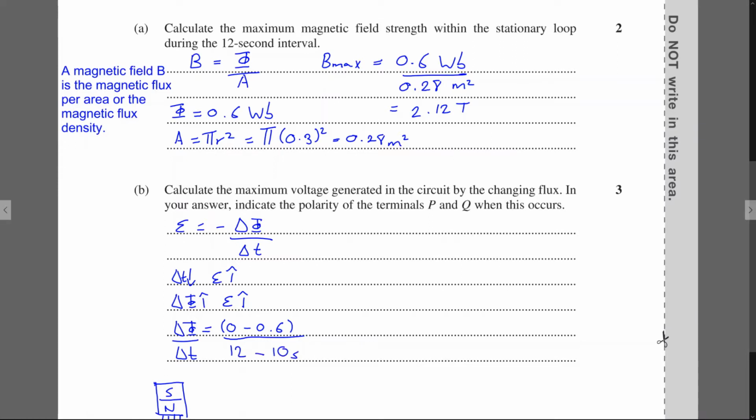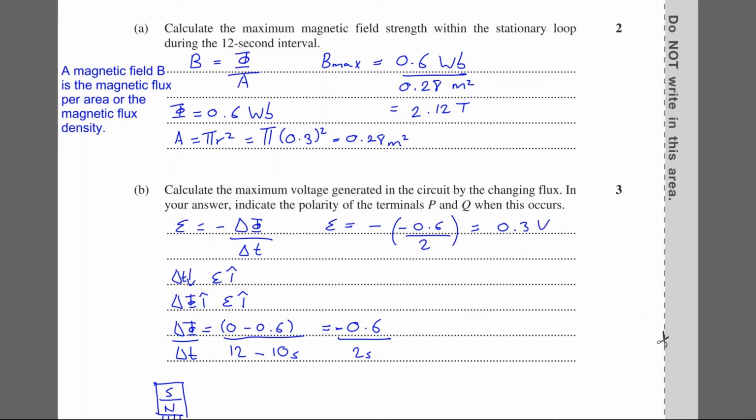Okay, so that equals negative 0.6 over 2 seconds. So we can say that E, because it's the negative of that fraction, is equal to negative of negative 0.6 over 2, which just equals 0.3 volts. So the maximum EMF is 0.3 volts, and it's positive.